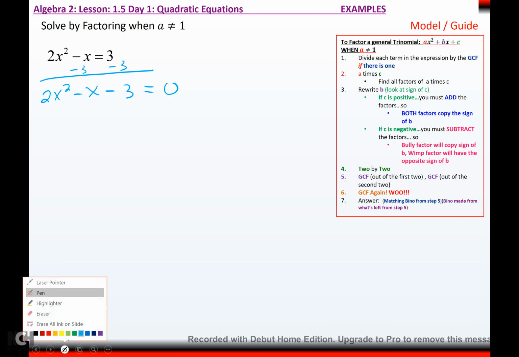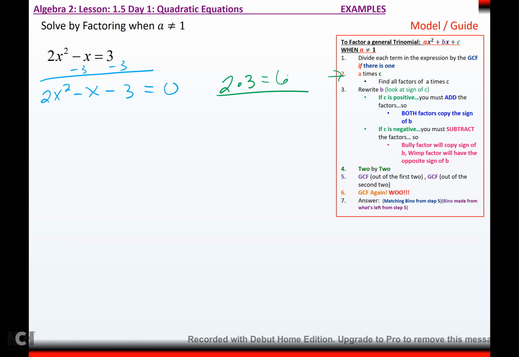And we start. First step is divide each term by a GCF, actually, but there's nothing that goes into 2, 1, and 3, and they don't all have x's, so there's nothing in common. So I'm ready to do a times c. So 2 times 3, don't worry about signs, is 6. Find all the factors of 6. 1 times 6, and I'm trying to make 1 in the middle. Okay? If I add 1 and 6, I get 7. Subtract, I get 5. I didn't make 1. 2 times 3, add is 5, subtract is 1.